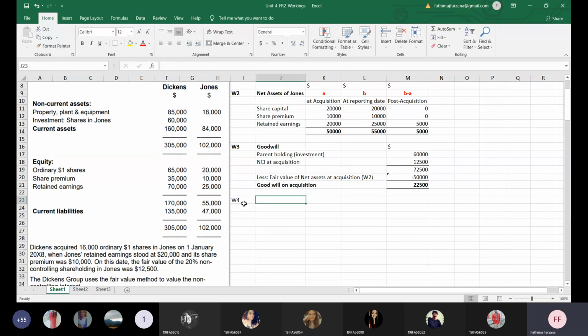Now working note 4. Working note 4 is non-controlling interest. It does not have a continuation. So non-controlling interest, when we come to non-controlling interest, just a minute, I'll show you the workings also. Okay, PPT is not shared.